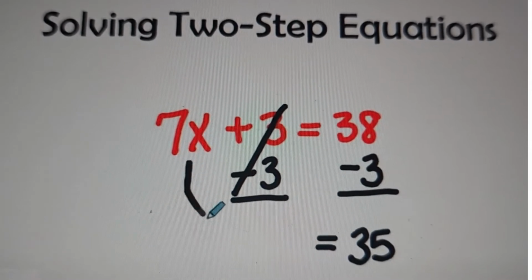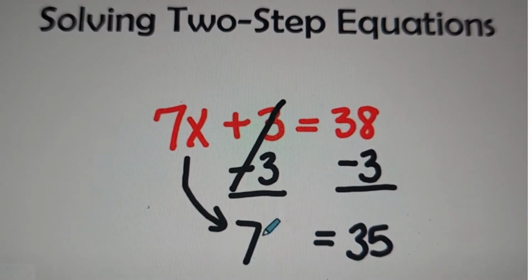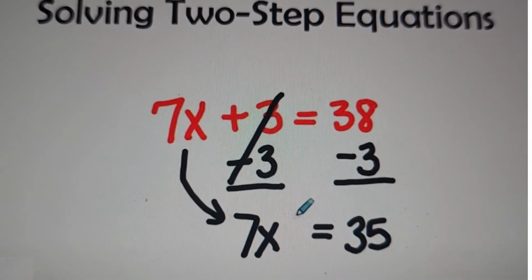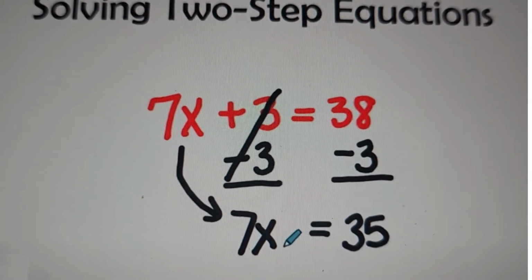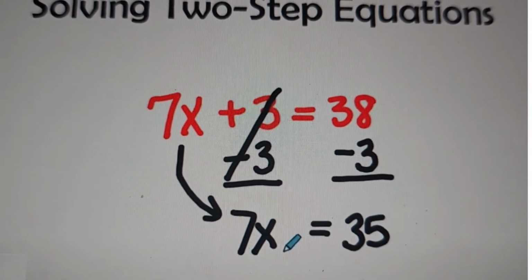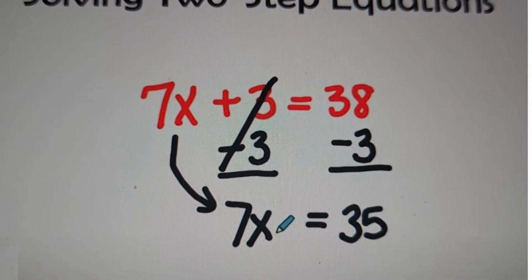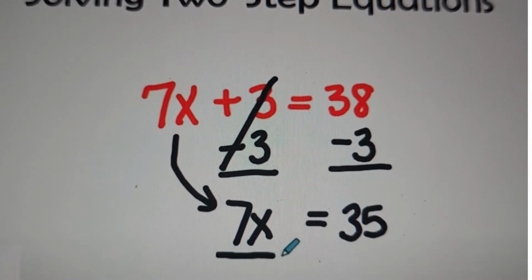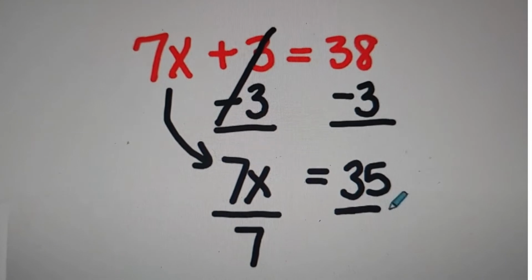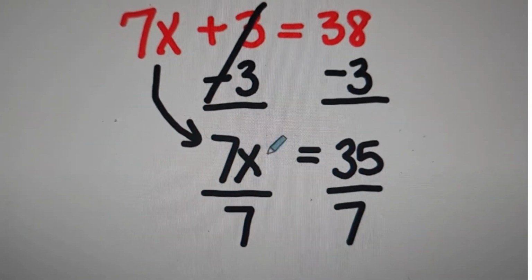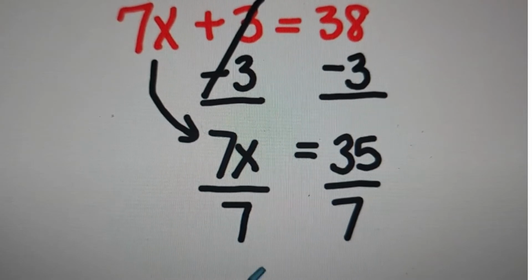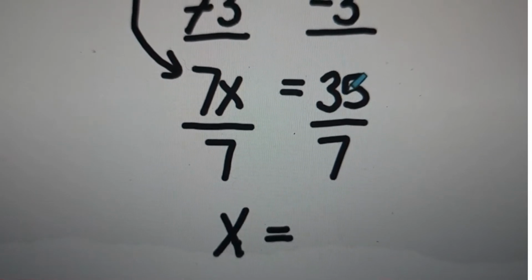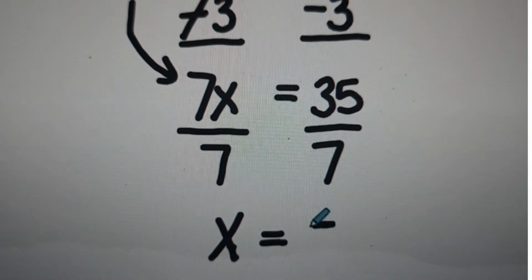I'm going to go ahead and bring down my 7x. Now I have 7x equals 35. The x is still not by itself, so I need to see how the 7 is attached. Well, the 7 is attached by 7 times x. And with the 7 times x, the inverse operation is division. So I'm going to divide both sides by 7. Now 7 divided by 7 is 1, which leaves me x by itself with 1x equals, and then I look at 35 divided by 7 is 5.